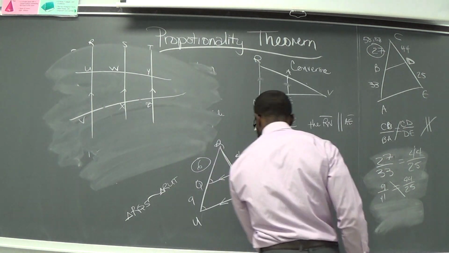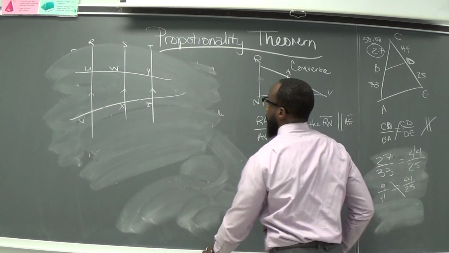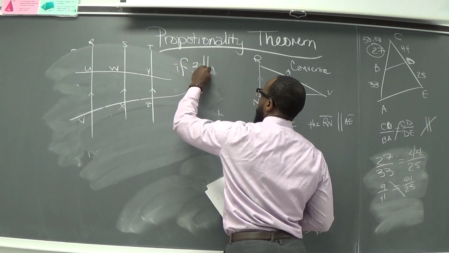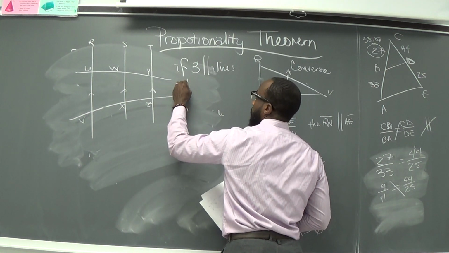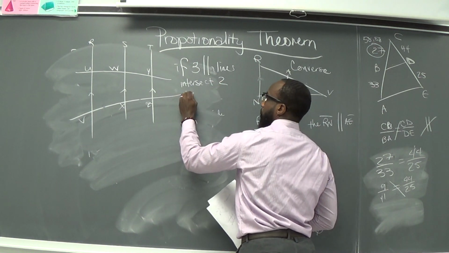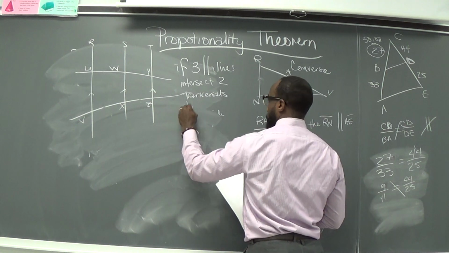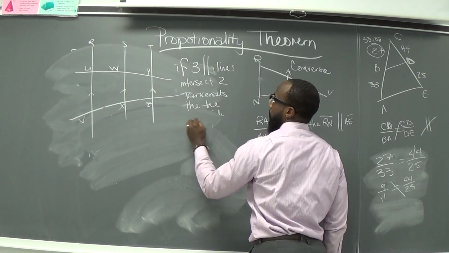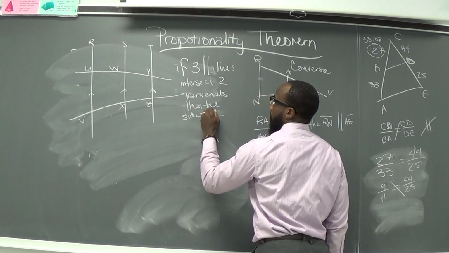So, let's write that down. In this case, if 3 parallel lines intersect 2 transversals, then the sides are proportional.